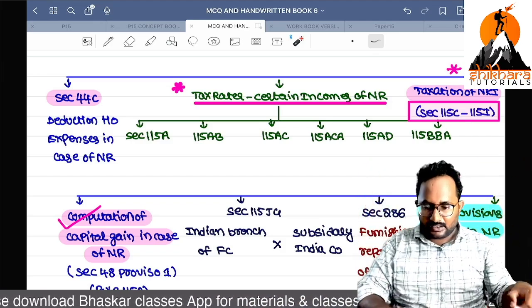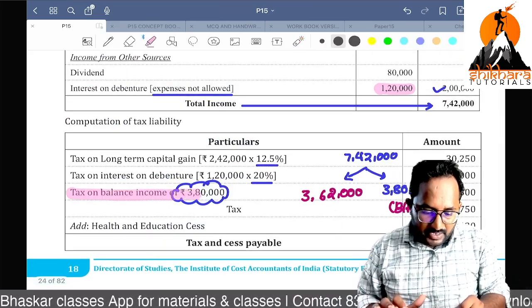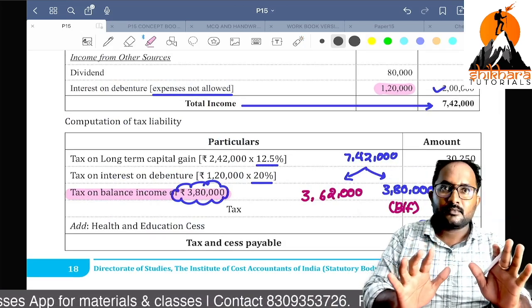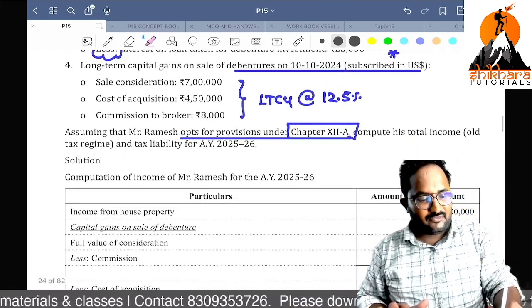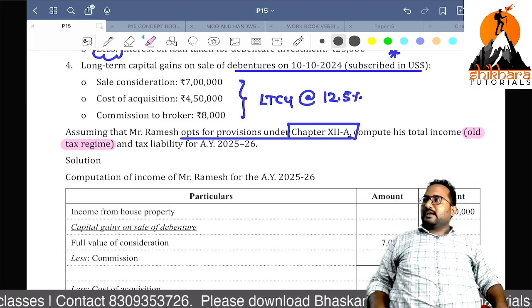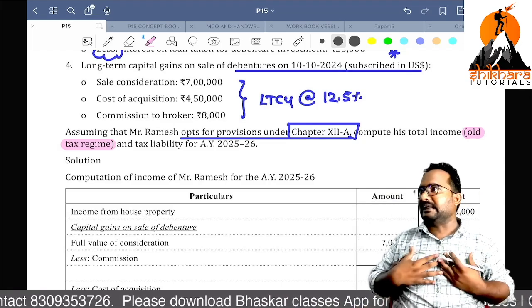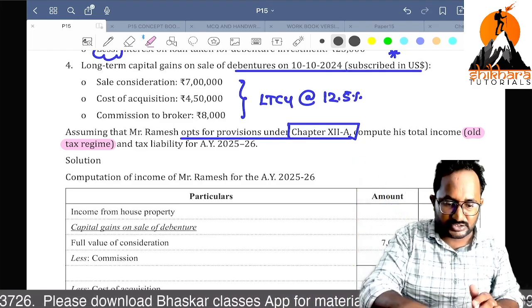Don't worry. I think you are asking the doubt, sir, for the balance amount they are following the old regime rates. If they are given, you have to follow that; otherwise you can take an assumption, but the suitable assumption is the default tax regime only. But in the last attempt, they did not give assumptions for one question, so that's why we followed that. I will show you that question. This is it.